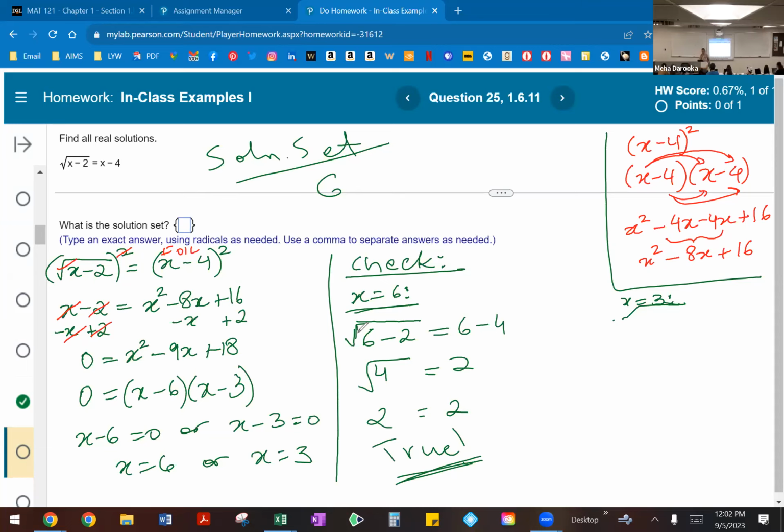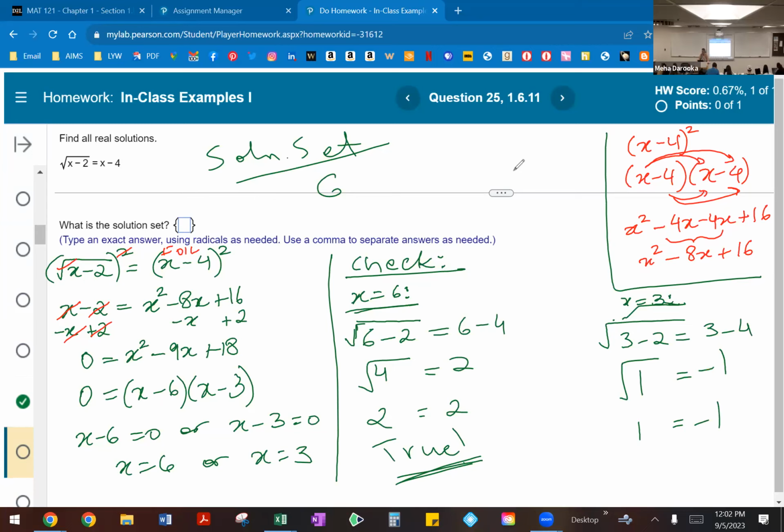So same thing. Square root of x minus 2, which in this case now becomes 3 minus 2, equals x minus 4 on the right-hand side, which will be 3 minus 4. So what will this end up giving us? The 3 minus 2 on the left-hand side is of course 1. What is the square root of 1? Again, it's one of those happy numbers. Right-hand side, 3 minus 4.